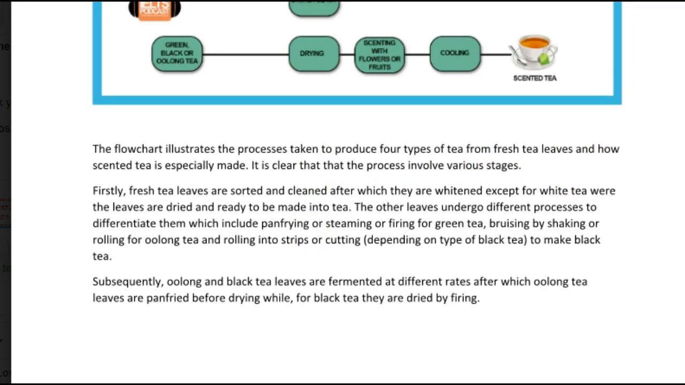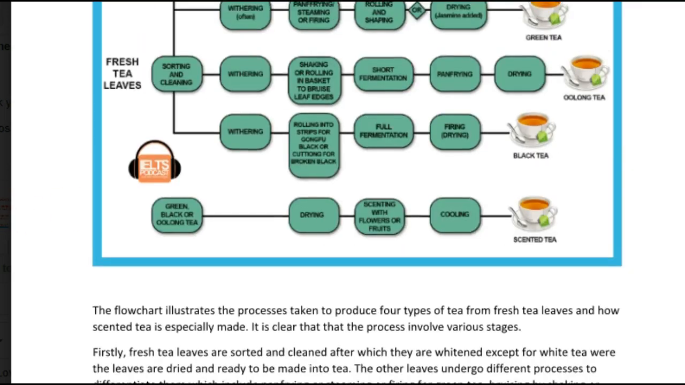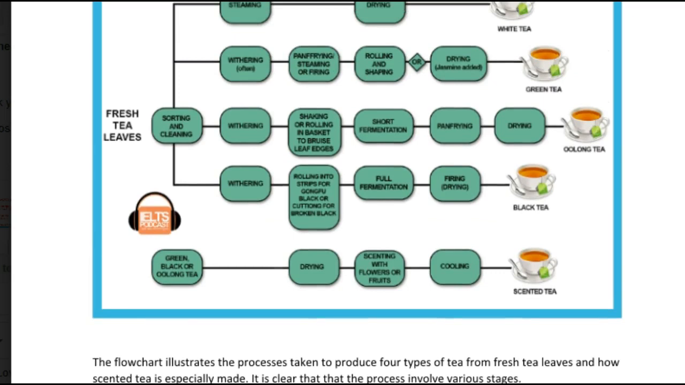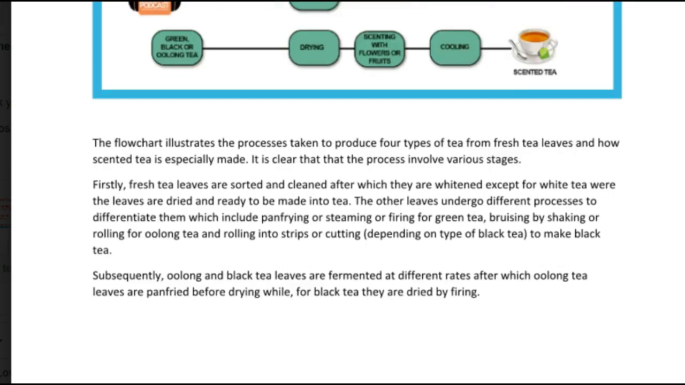Firstly, fresh tea leaves are sorted and cleaned, after which they are? Hold on a minute. No, they're not whitened, they're withered. All right, if you're not sure what that means, look it up. So, after which they are withered, except for white tea, where, with an H, the tea leaves are dried and ready to be made into tea.